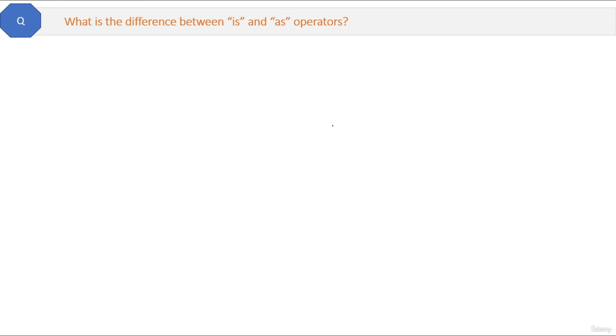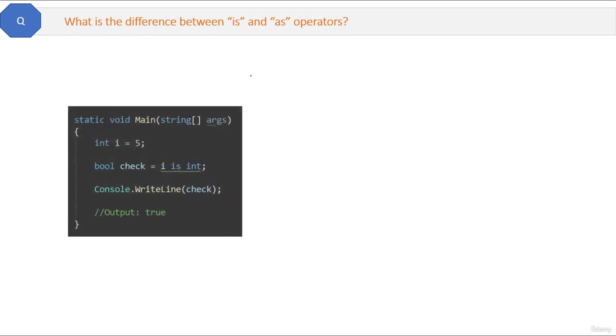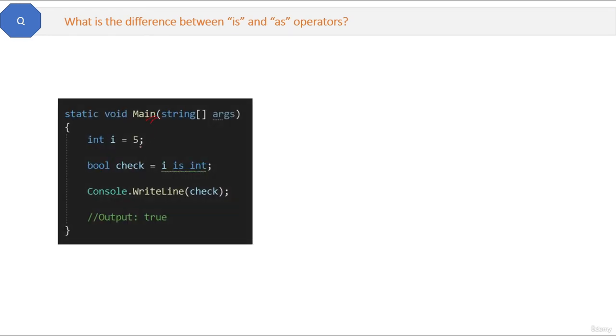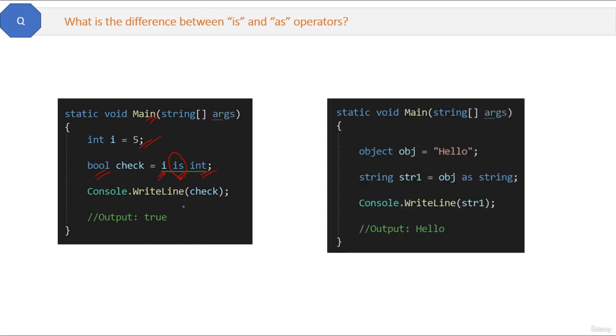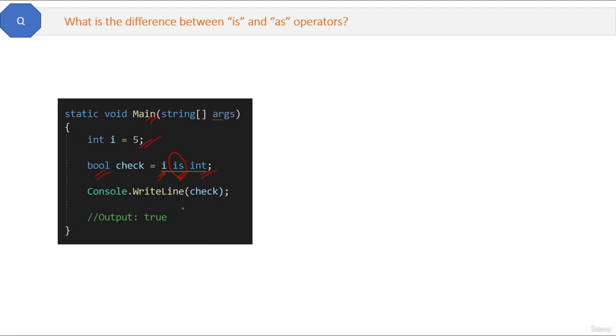So let's see the code first. Here inside the main method, we have a variable i of integer type. In the next line, we are checking whether this variable i is of type integer or not with the help of the is keyword. This statement will return a Boolean value, which is either true or false, nothing else. So the job of the is operator is to check the type of a variable, class or object or anything. In this case, the output will be true because i is already an integer, we know.